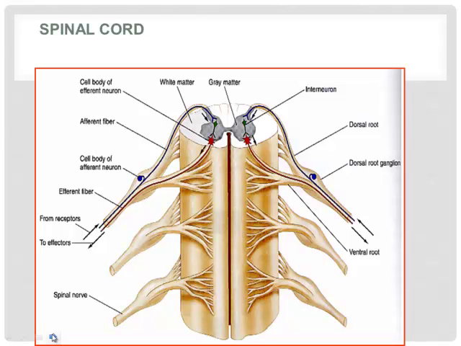So the ascending pathways basically are relaying sensory information that's going back up to the brain, and the descending pathways are relaying motor instructions that are coming down from the brain.